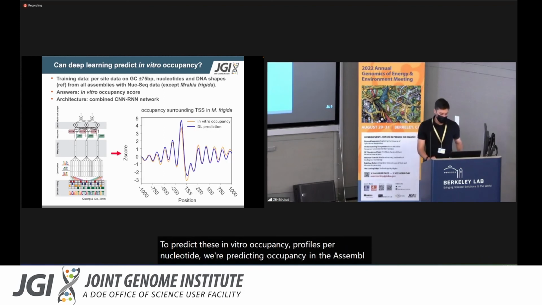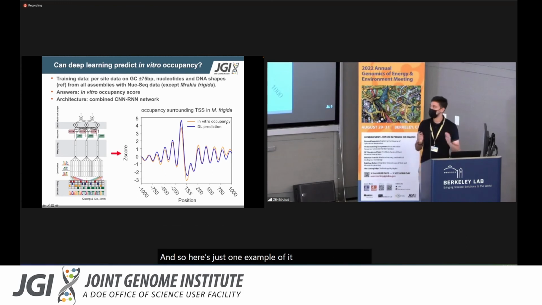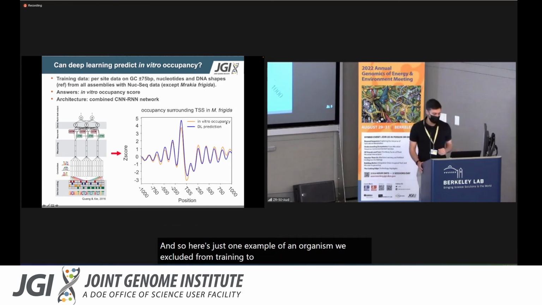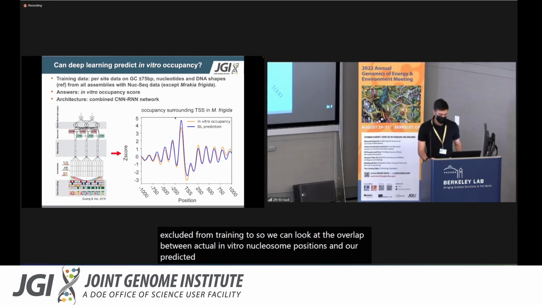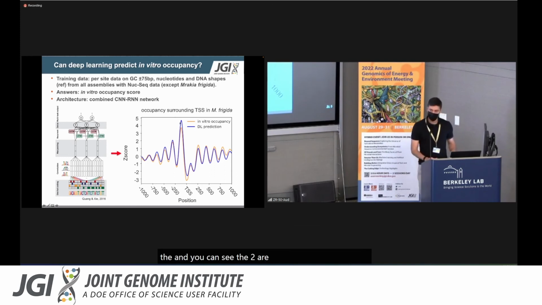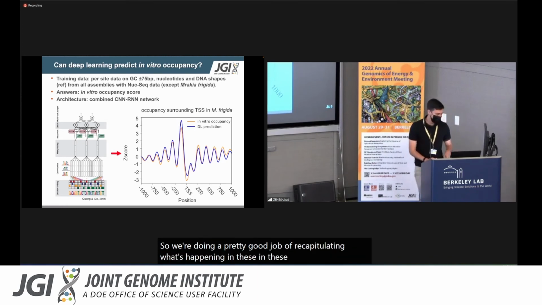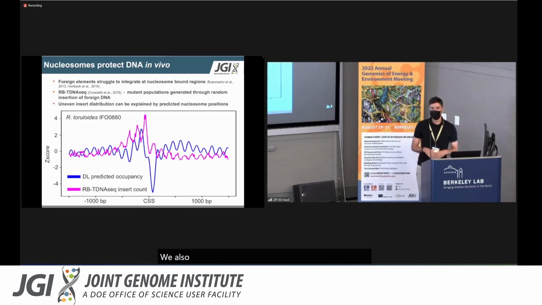And so here's just one example of an organism we excluded from training so we can look at the overlap between actual in vitro nucleosome positions and our predicted nucleosome occupancy profile. And you can see the two are really nicely correlated. So we're doing a pretty good job of recapitulating what's happening in these fungi. We also found that these predictions can have meaningful impacts in vivo.